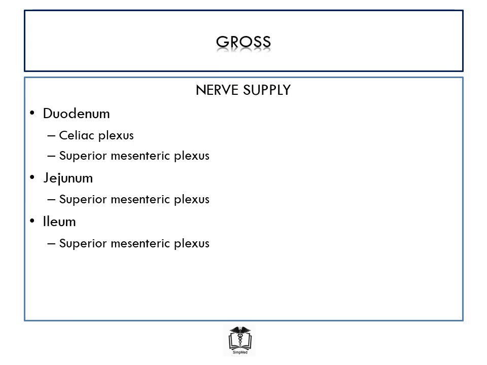Finally, to end on the gross anatomy of the small intestine, let's talk about the nerve supply. The nerve supply of the small intestine tends to be divided into nerves that form the celiac plexus and nerves forming the superior mesenteric plexus. Each of these nerves tend to contain both parasympathetic and sympathetic components.